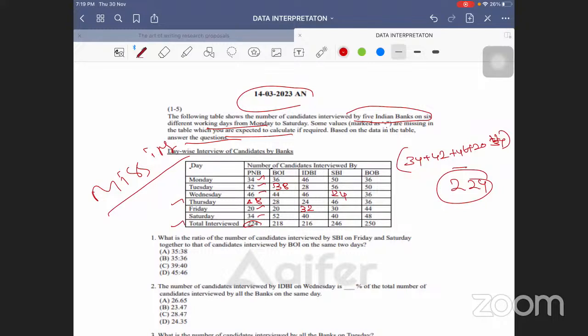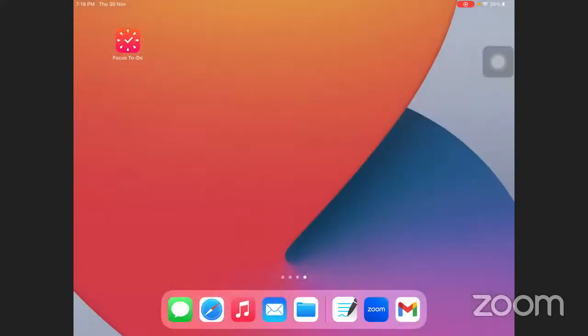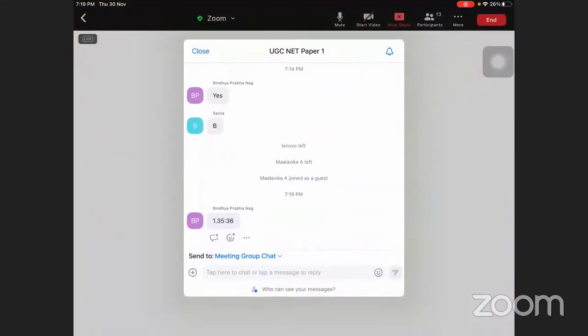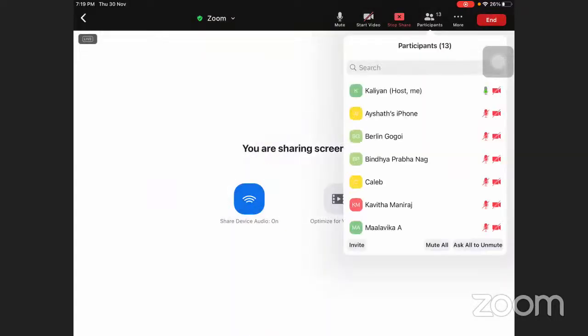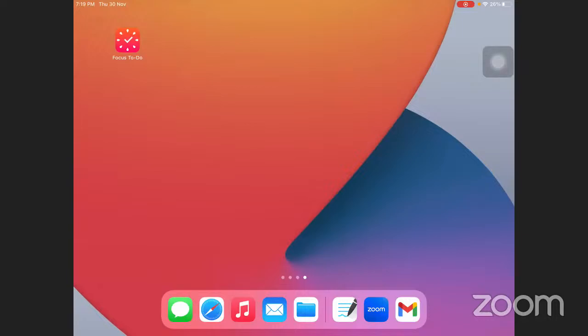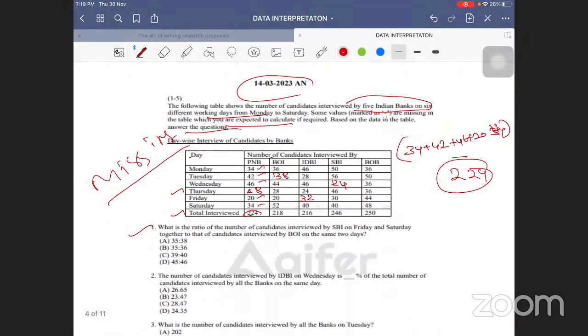And for BOB bank, they gave all the answers. So we find all the interviews for every day. Before going to the sum, we need to find all the missing data. So the first sum is, everybody here, or am I only talking with you people? Okay, I will go on.